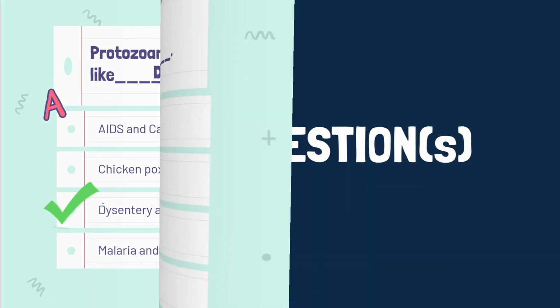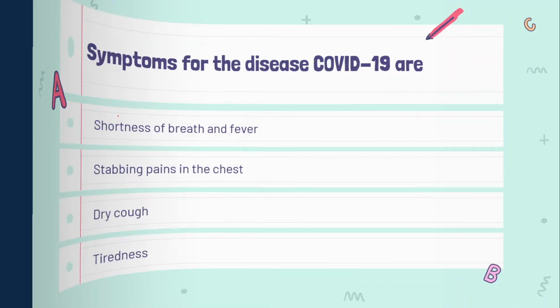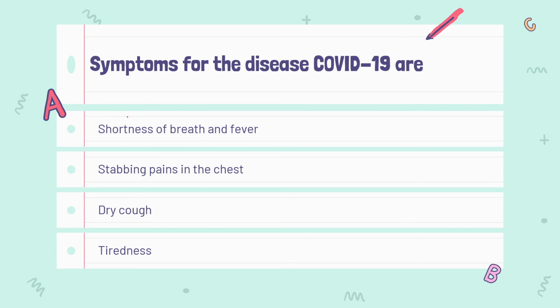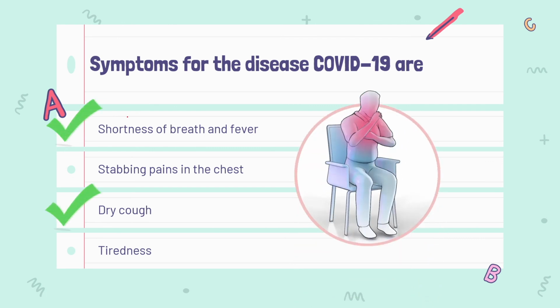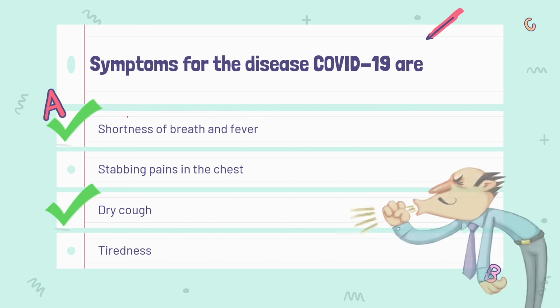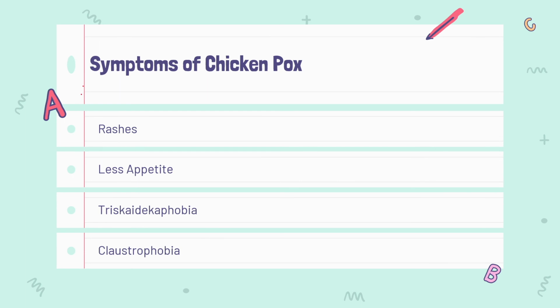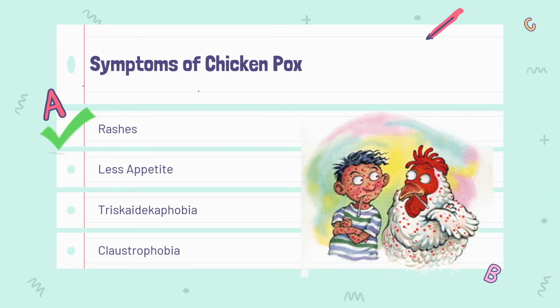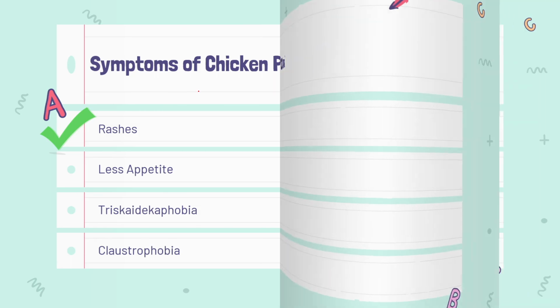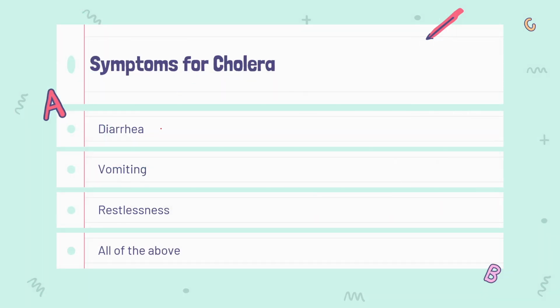Okay, now bonus questions. Symptoms for the disease COVID-19 are shortness of breath, fever and dry cough. Symptoms of chickenpox are rashes. Okay, now symptoms of cholera. All of the above. Symptoms of cholera are diarrhea, vomiting, restlessness, right? So, okay.